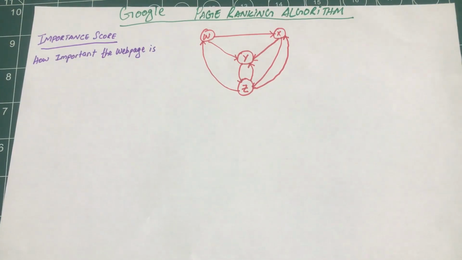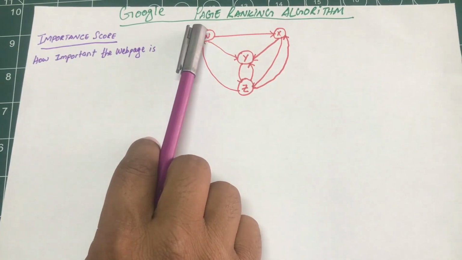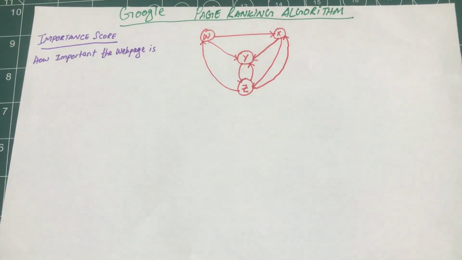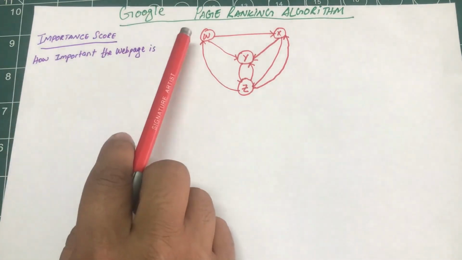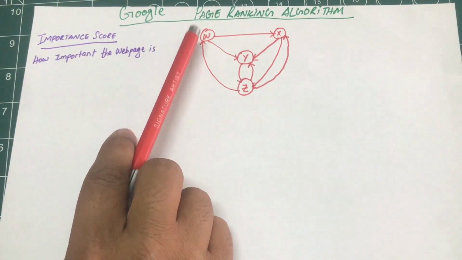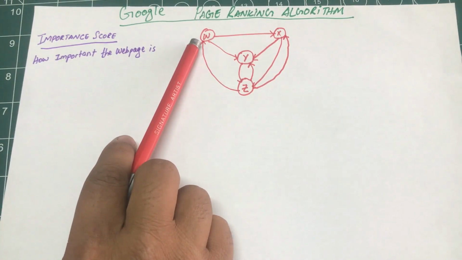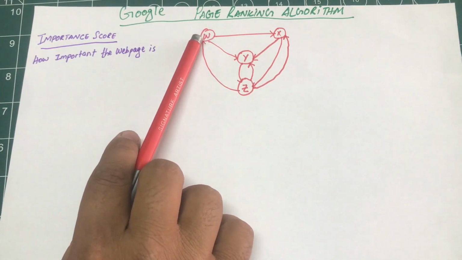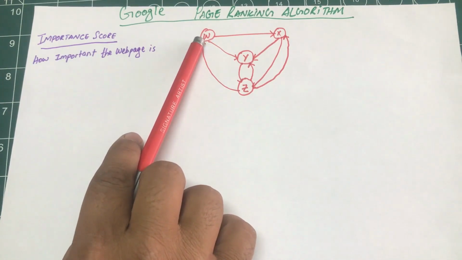This algorithm is known as the page ranking algorithm and is based on something called an importance score. The way this algorithm is patented is based on something called a random surfer model. Let's say a person goes to a web page W. It starts off from W, and then you have some other hyperlinks. Let's say you search for the page ranking algorithm on a Wikipedia page. So this is the first page.